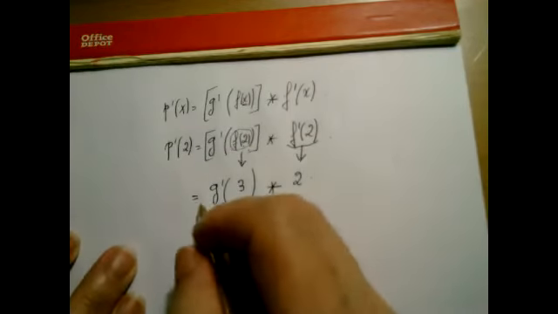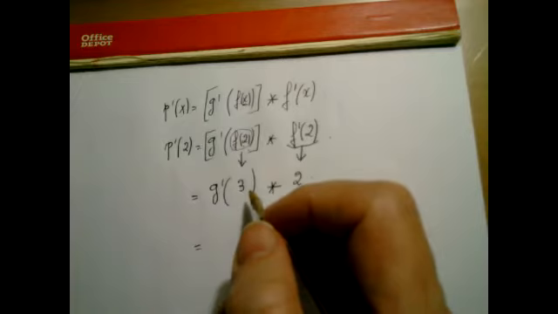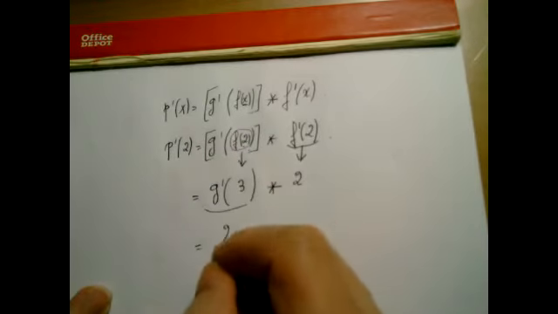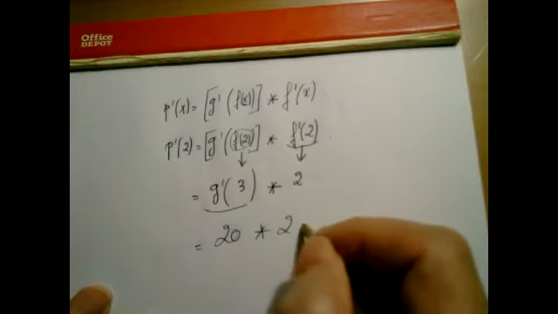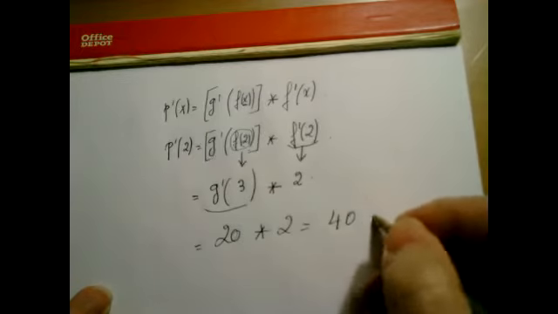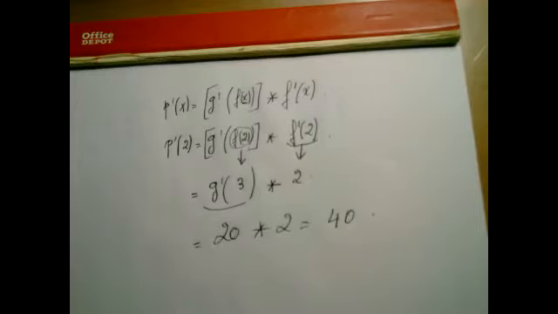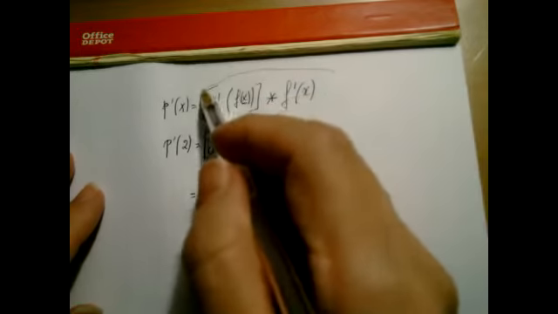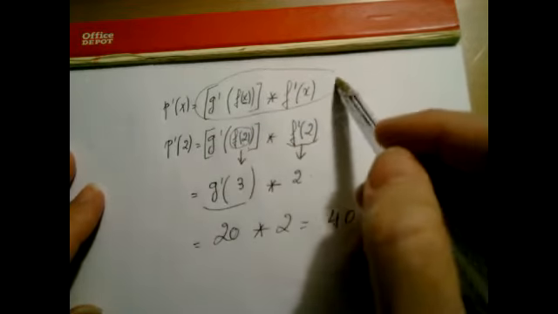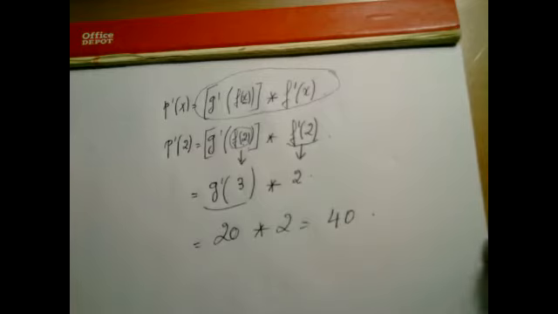Finally, I need that. What's G prime of 3? So I have to go back to the table. And at 3, G prime takes the value 20 times 2, giving us a 40. Okay, so we just follow the rule. The main thing is really to have this form under our belt. Once we have it, we can actually do a lot of problems.